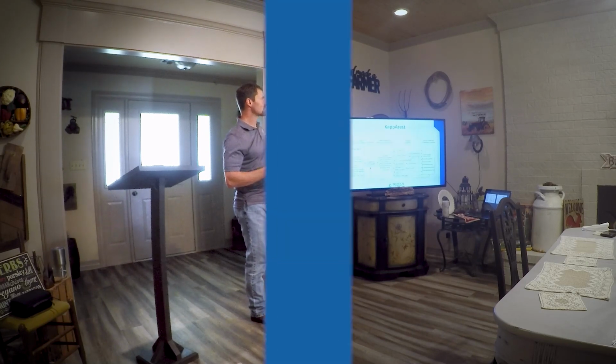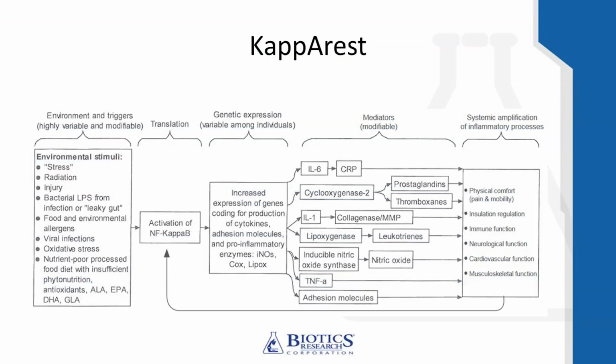Now, KappArest. Many of you are familiar with your antioxidant full spectrum blend. This is what we're going to use in place of that. By nature, there's a lot of applications here, so I'm going to expand on some of these applications for a minute. As the name implies with KappArest, NF-kappa B, that's our target molecule, and we're trying to arrest or calm down that NF-kappa B. I talked about earlier how this cascades out into other inflammatory cascades.